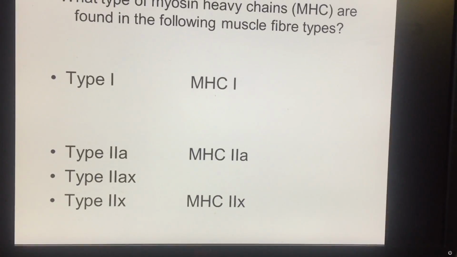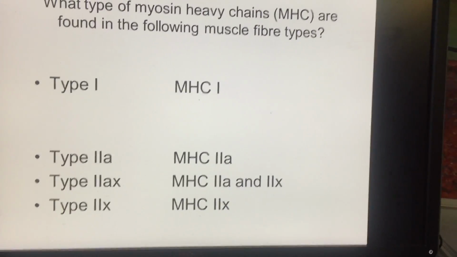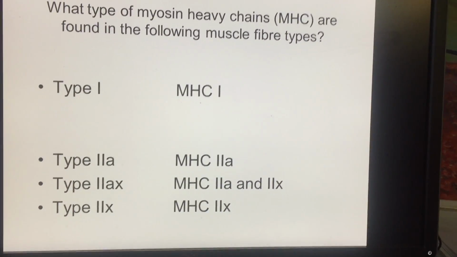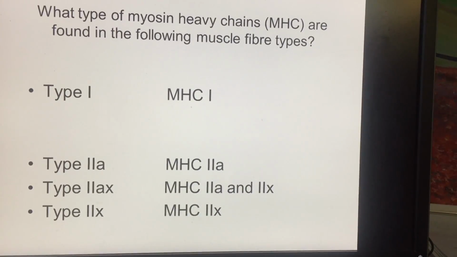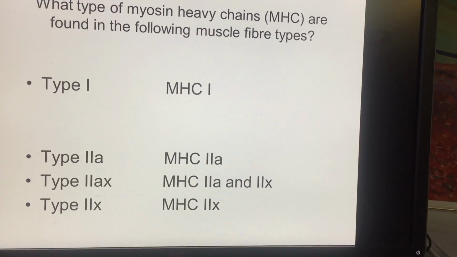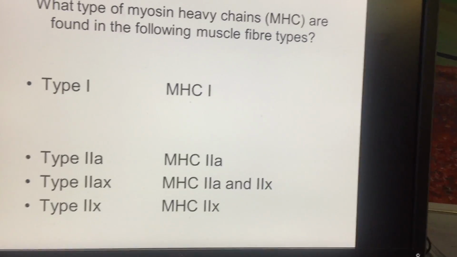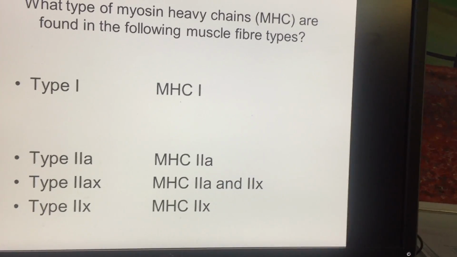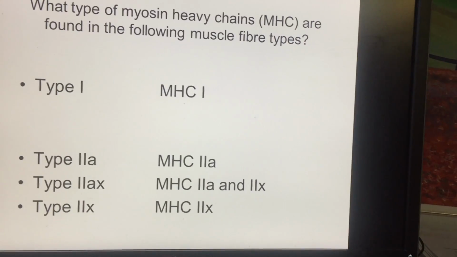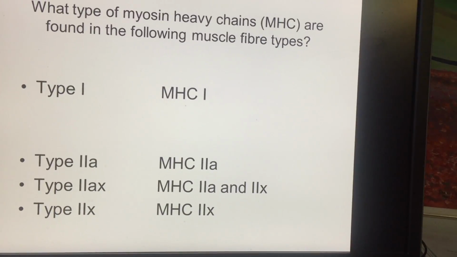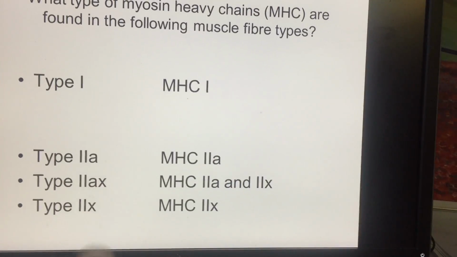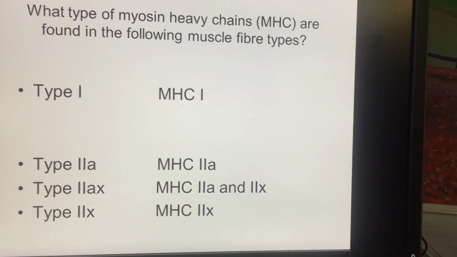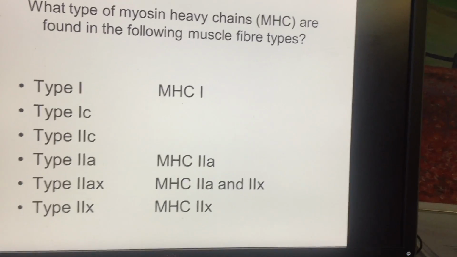You can see there are these intermediate types. There's a type 2AX muscle fiber. That muscle fiber would contain myosins that have either myosin heavy chain 2A or myosin heavy chain 2X. If you can imagine, a muscle fiber has thousands of myosin proteins, and some of those myosins would have myosin heavy chain type 2A, and some of them would have myosin heavy chain type 2X, in this fiber type that's called type 2AX.